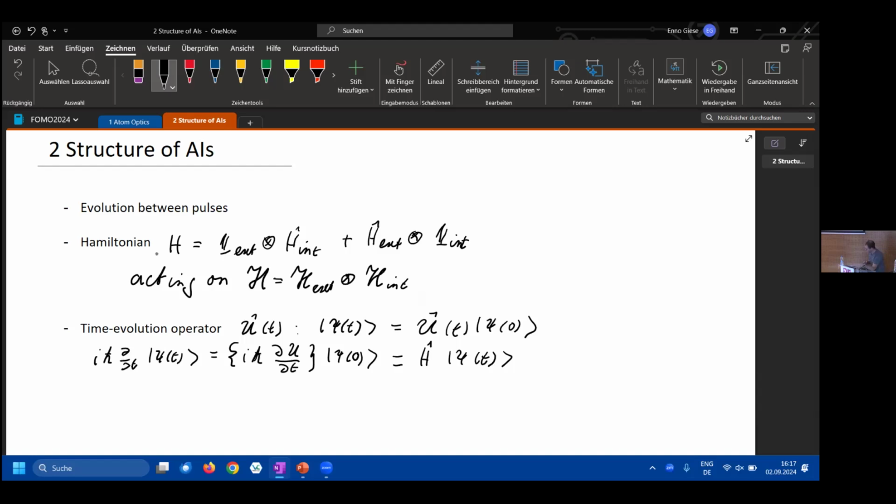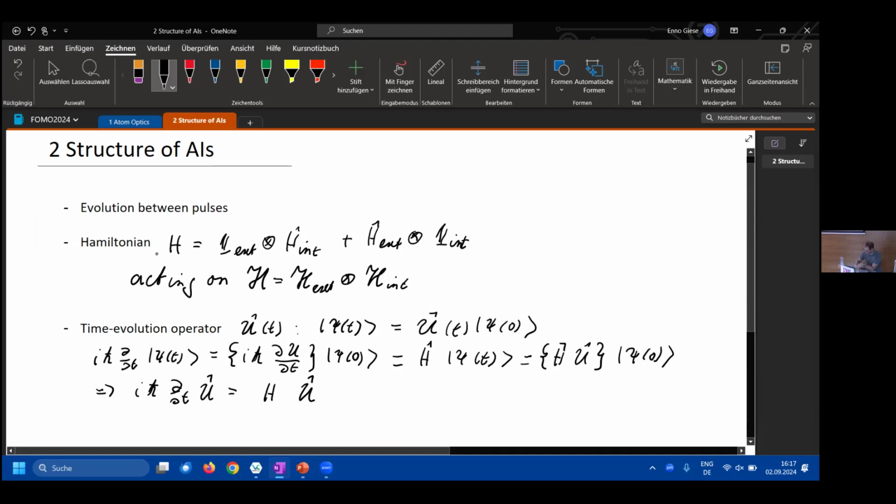And so I can write this also as H times the unitary time evolution operator, always suppressing all time dependencies, times psi naught. And so we find that the time evolution operator is the solution to the operator differential equation i h bar d/dt U is equal to H times U. Okay, you might have known that. I just wanted to show it again because that's what we are talking about effectively for the whole interferometer sequence. That's what we are interested in.